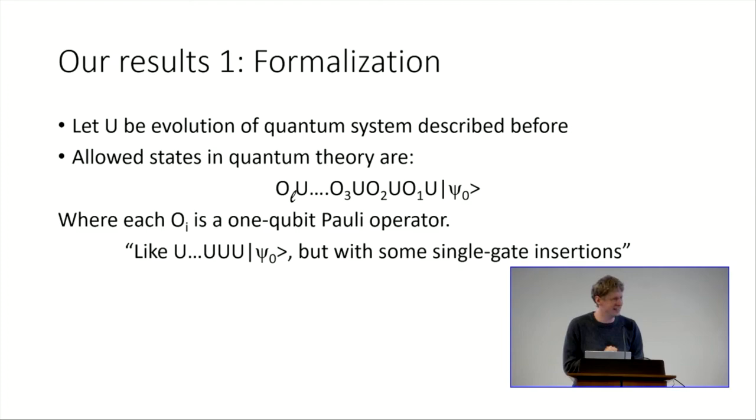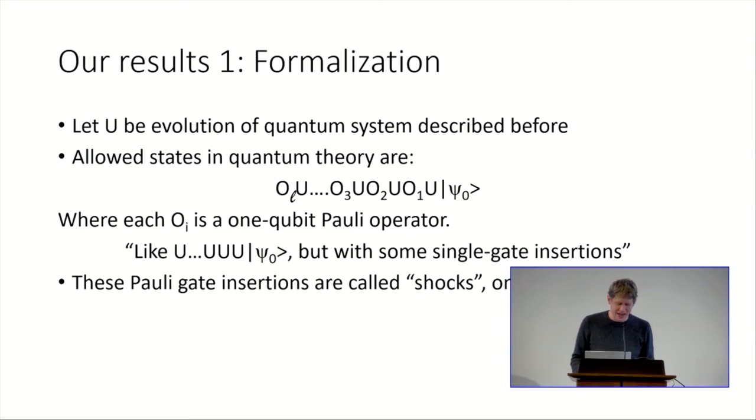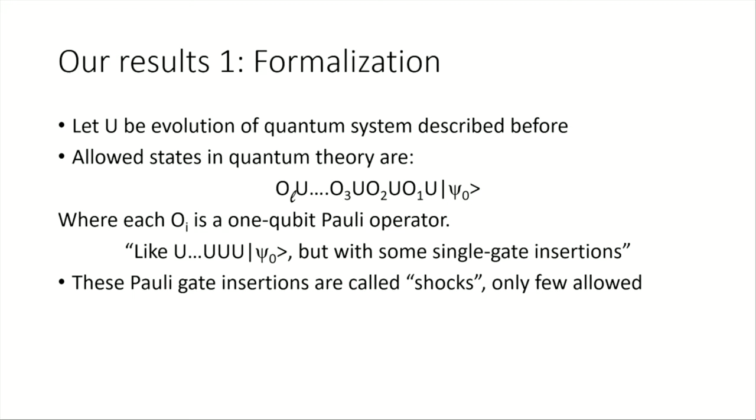So maybe the right way to think about it is these are states just like the one I described before, where you have some fixed circuit that you're just repeating many times, stacking it on top of each other. But now you're allowed to apply a small number of gates in between. And these gates are called shocks, and only very few of them are allowed in the system. And this is just a very weak model.